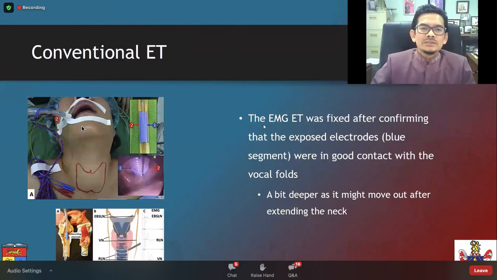So this is the conventional method. We use the EMG endotracheal tube. This was fixed after we confirm the position of the electrode. It's very important that the electrode, the loop segment, must be in contact with the vocal cord. So usually I tend to put it a little bit deeper, because when we extend the neck, it might move.